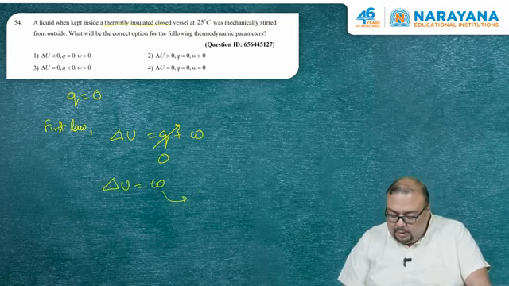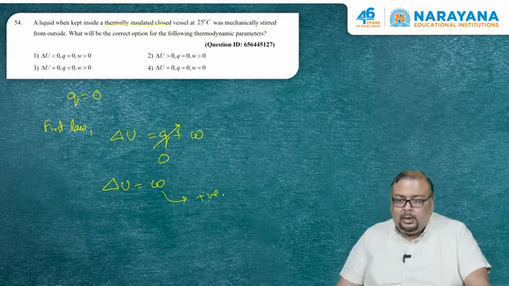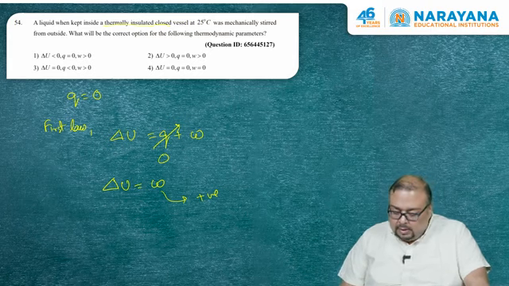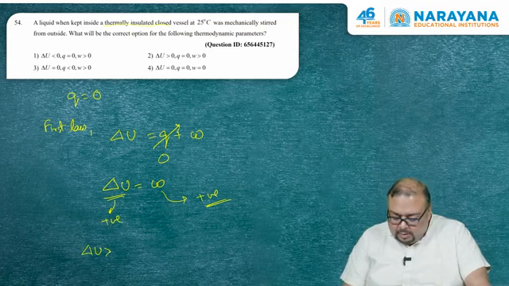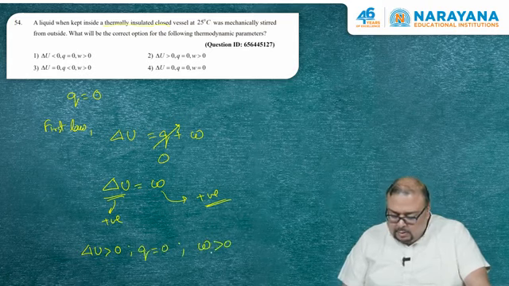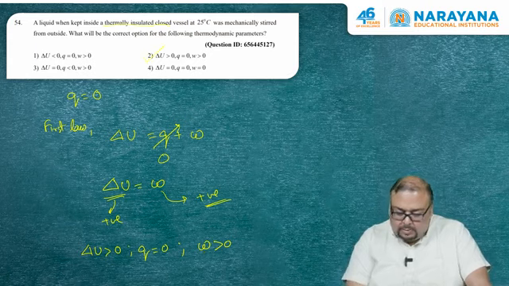Now W here is positive. Why? Because we are doing work on the system. So W will be positive, and if W is positive, then delta U will also be positive. So the option will be that delta U should be greater than 0, Q should be equal to 0, and W should be greater than 0. That means option 2 will be the correct option.